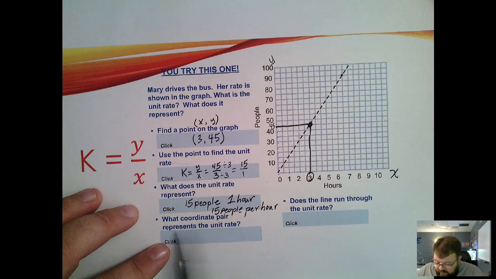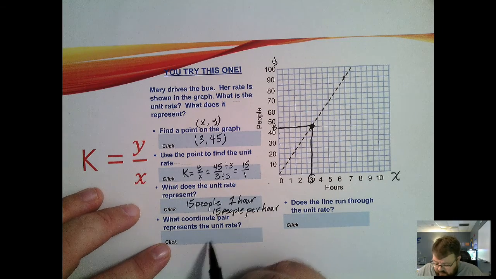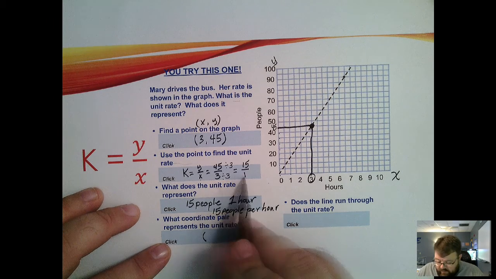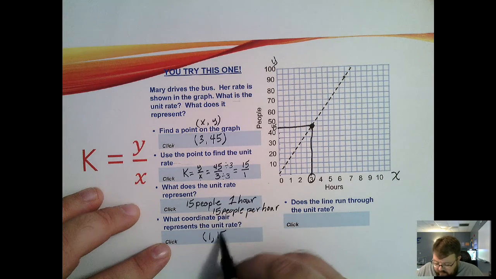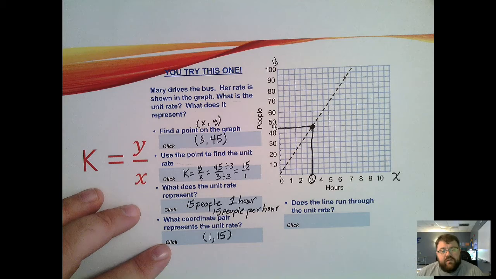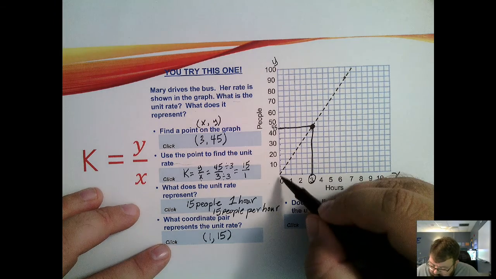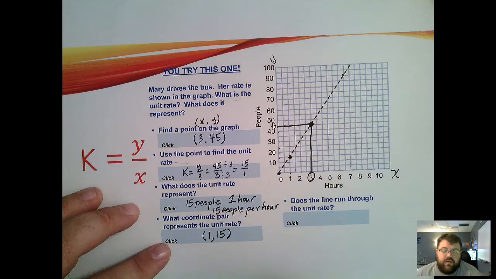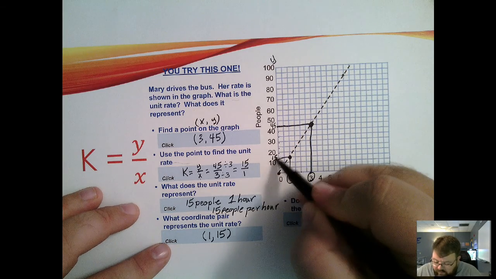What coordinate pair represents the unit rate? First, understand that it has to be written as x, comma, y. The x value is 1. The y value is 15. Does the line run through the unit? Right. Start at the origin, go over to 1, go up, and it does. Okay, we have a value of 1, go over, and that's 15.